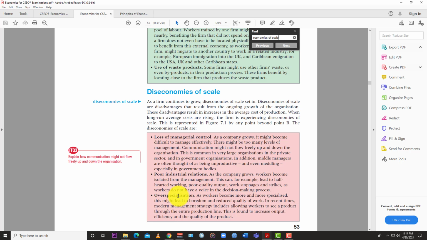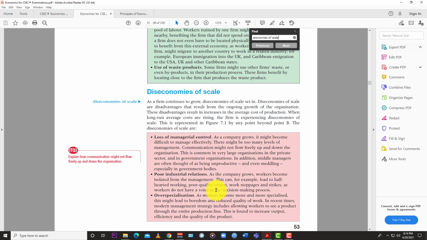And then you have over specialization. As workers become more and more specialized, this might lead to boredom and reduced quality of work. In recent times, modern management strategy includes allowing workers to see a product through the entire production line. This has been found to increase output efficiency and quality of the product.